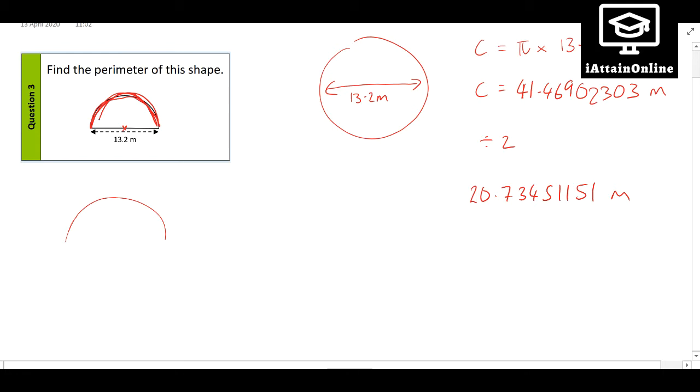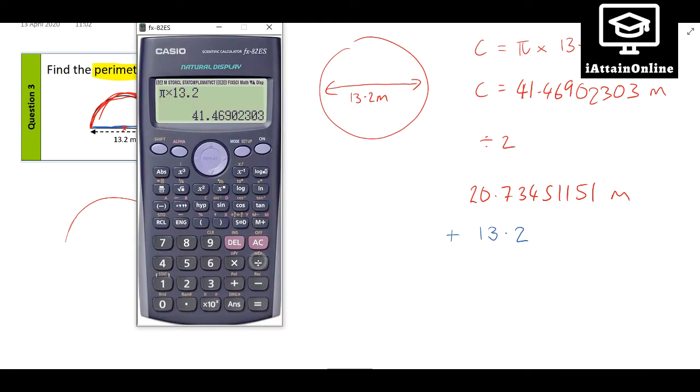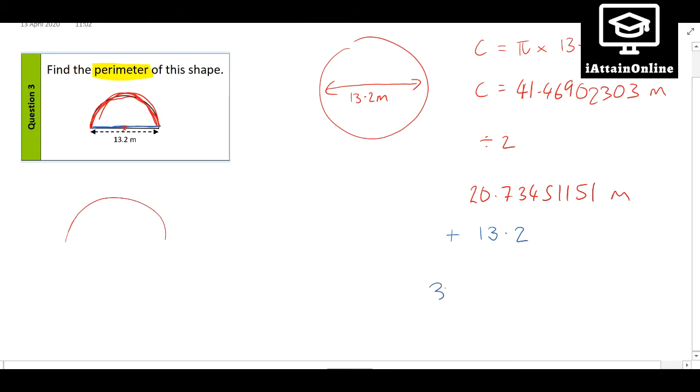Once you've done that, a lot of people think they've got the final answer, but the perimeter of the shape is the distance all the way around it. So because I found the circumference of the whole circle and halved it, I've only got this arc length, and I need to remember that I also want this length here. So once you've done this, you then need to add the 13.2. So in my calculator, if I divided this by 2 first, that gives me that 20.73. I'm then going to add 13.2, which is the diameter of that circle, and to 1 decimal place that gives me 33.9 meters. That is the perimeter, the distance around the outside of that semicircle.